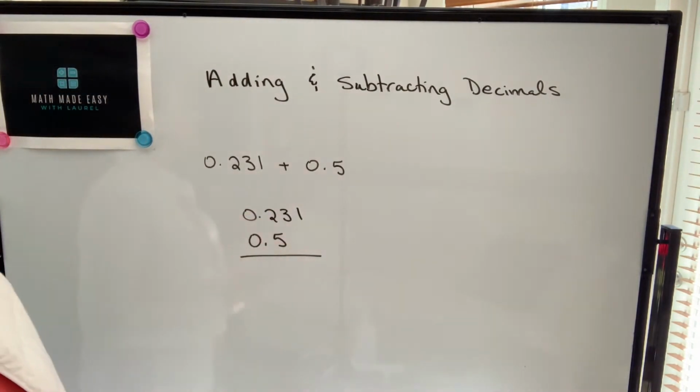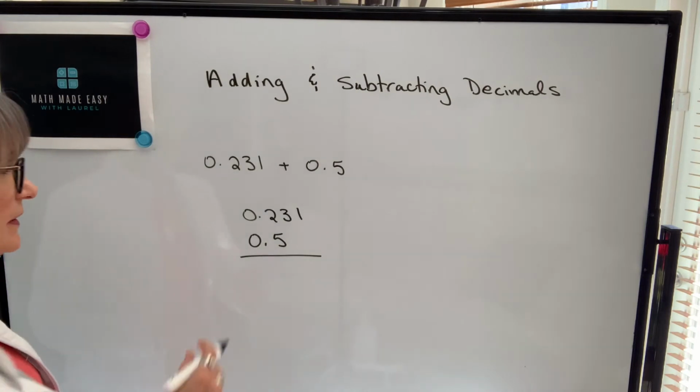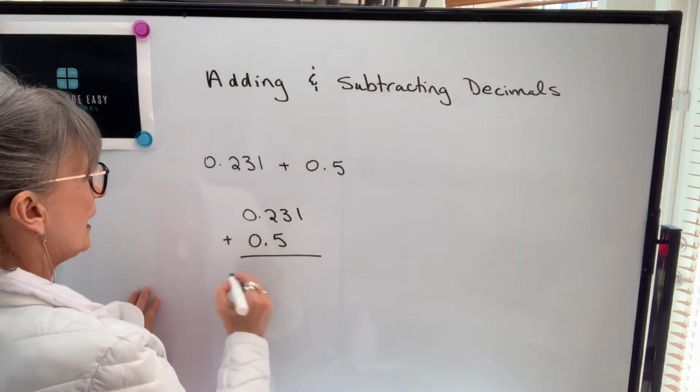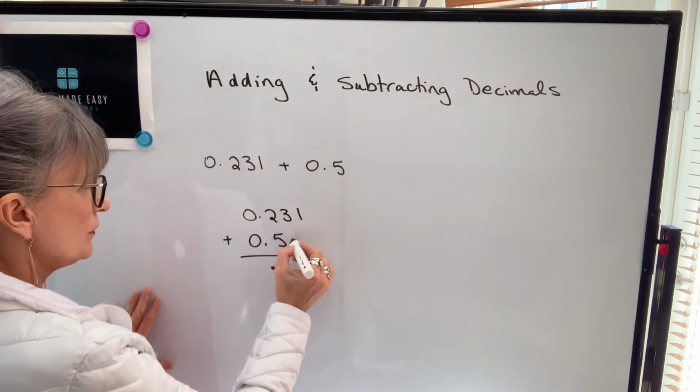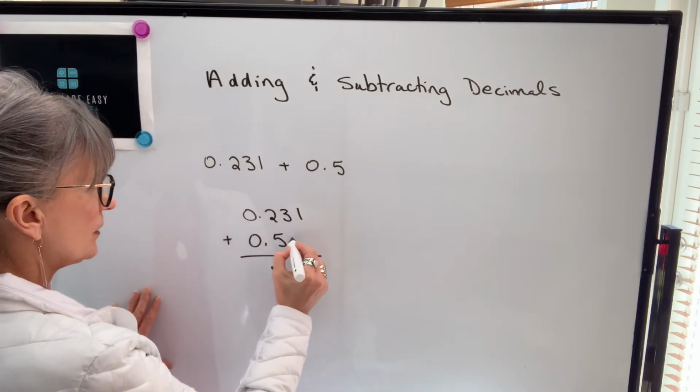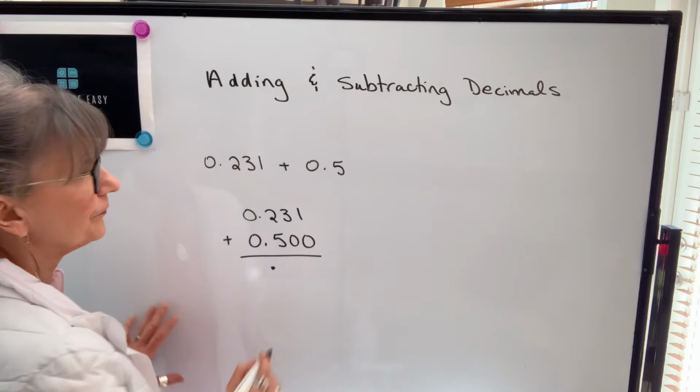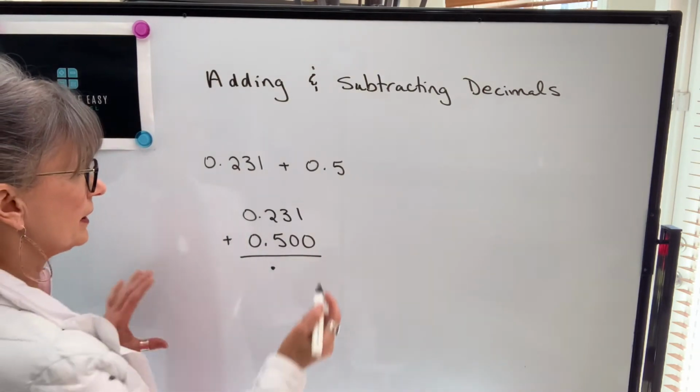Once it's lined up with the decimal point in the same place, then we can add, and we keep our decimal point in that position. Now, if there's no digits here, that just means that the digits are 0. So you can put them in if you want.